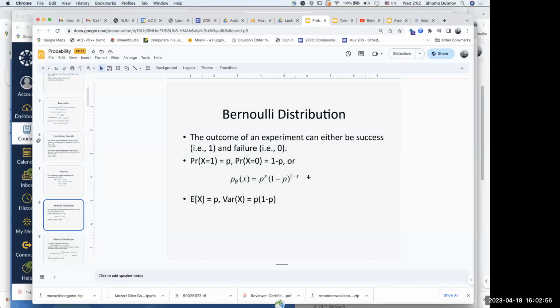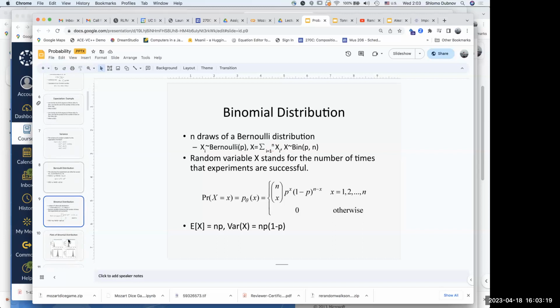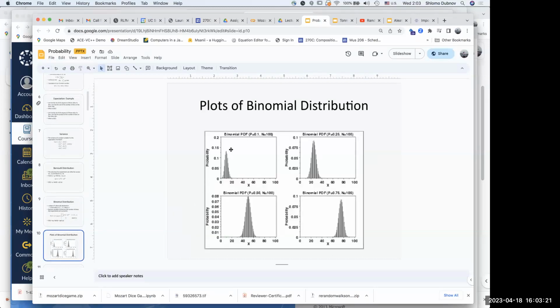So that's just a shorthand for this, where x is either 1 or 0. Here x can have all of these values, because you have n experiments, so that's how many times you have the zeros and ones. So the previous example actually applies here. This is the binomial distribution, basically repeating the coin flip n times. You can see the plots of such binomial distributions.